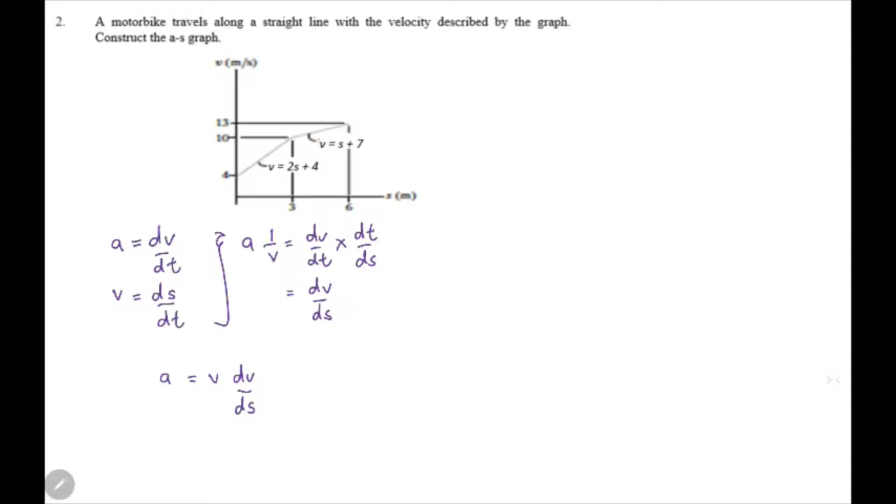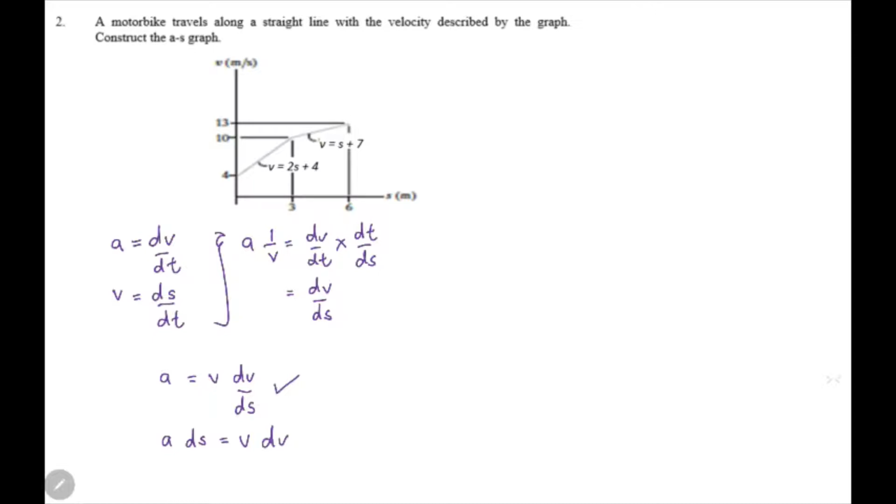Okay, in this case, we need to find acceleration versus displacement. We could rewrite this formula as a ds equals v dv, and we may use integration to find the relation. But unfortunately, we are not given the relation of acceleration as a function of s. So in this case, the better formula for this situation is to use this function here. What we need to do is just find the rate of change of velocity with relation to the displacement, which is given on the graph here.